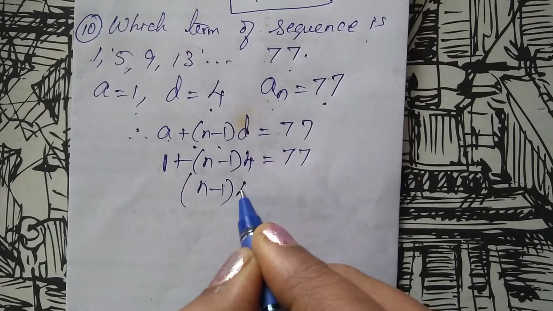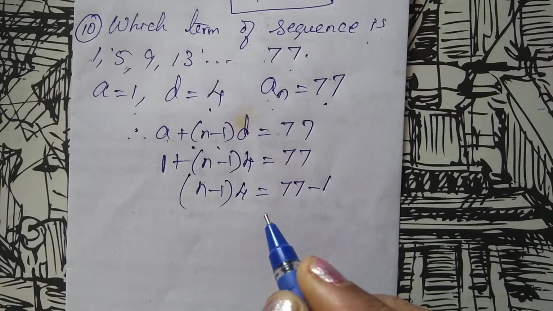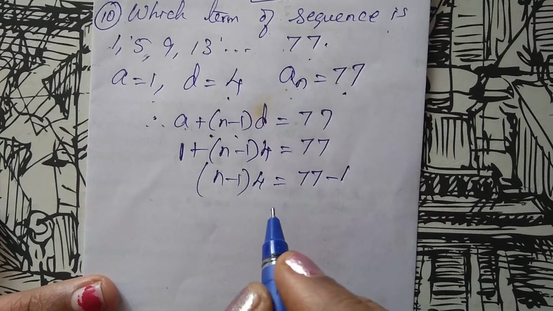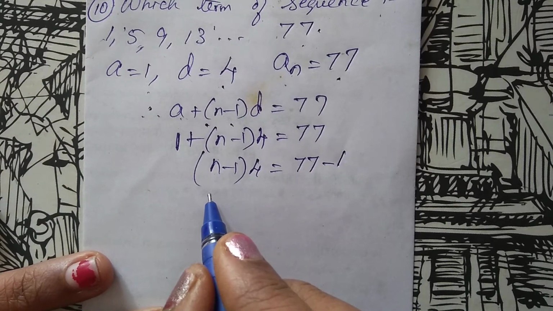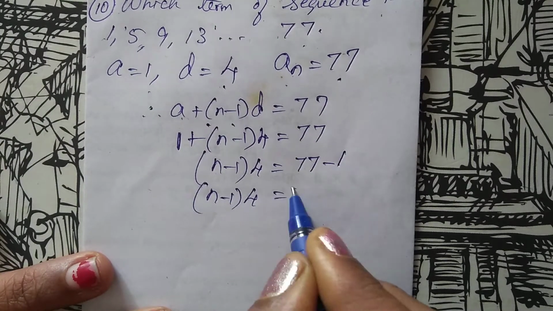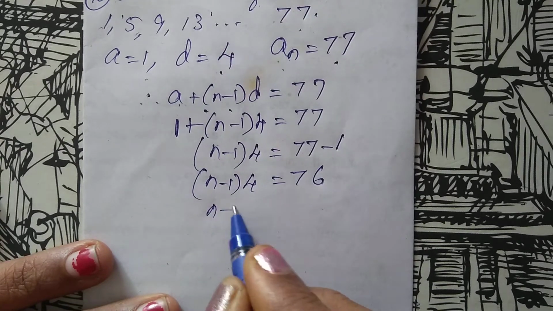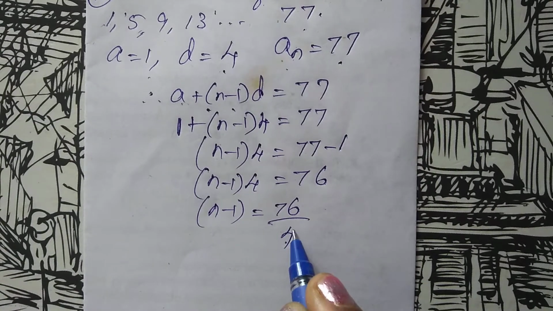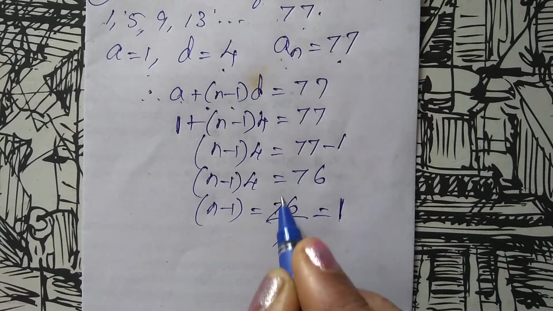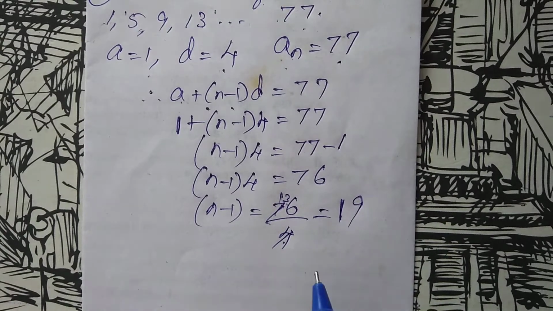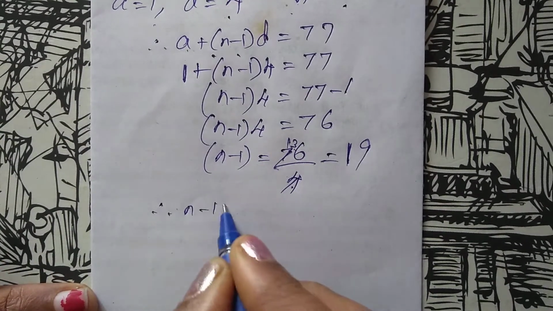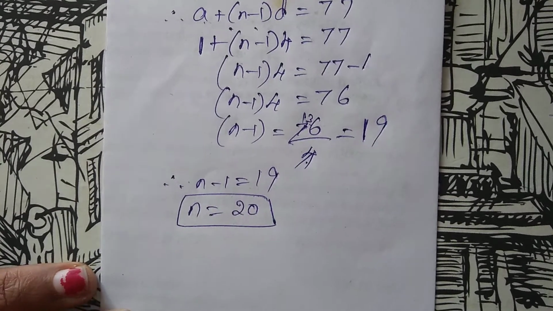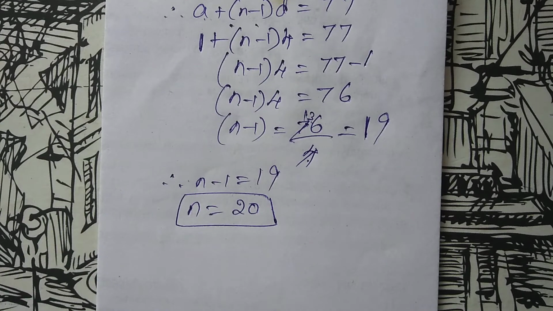So n minus 1 into 4 is 77 minus 1, which we got as 76. n minus 1 into 4 is 76. So n minus 1 is 76 divided by 4. This multiplication 4 will become division 4. So 4 will go in 76. 4 ones are 4. Remainder 3, 36. 4 nines are 36. So we got n minus 1 is 19. This minus 1 gets transposed to the other side as plus 1. So n is equal to 20.